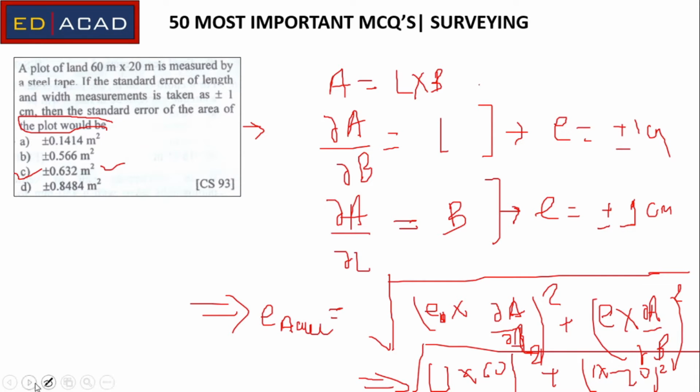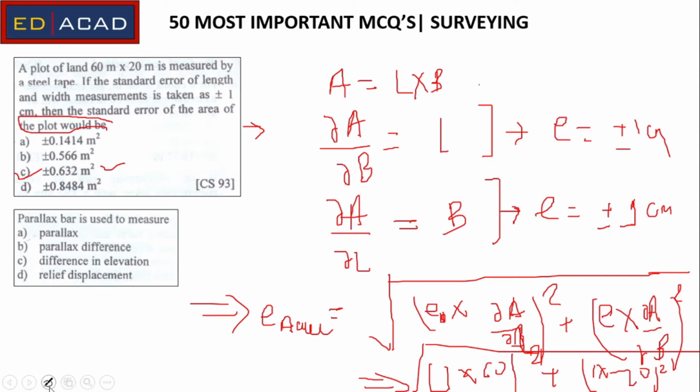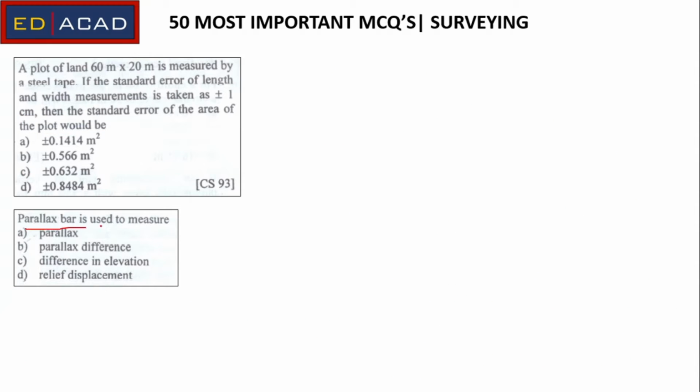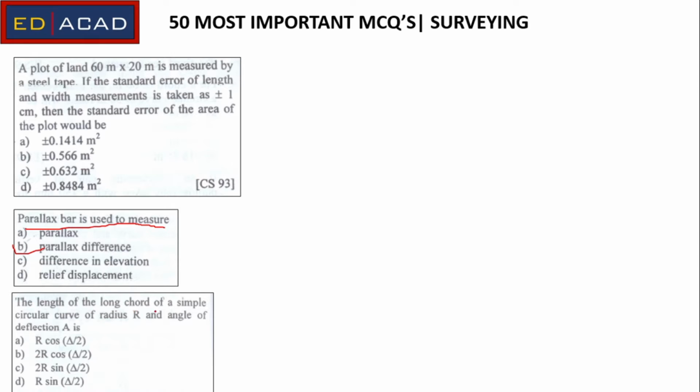Let's look at the next problem. Parallax bar is used to measure parallax difference in elevation or the relief displacement. So the parallax bar is used to measure the parallax difference. Okay, next, the length of long chord of a simple circular curve of radius r and angle of deflection delta is. So it's asking the length of long chord.